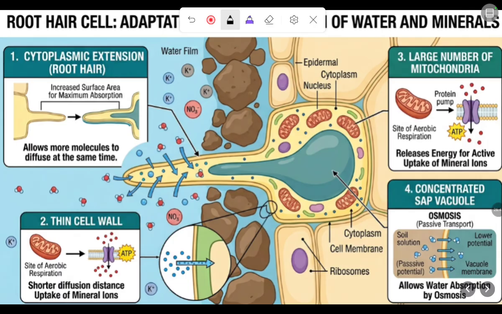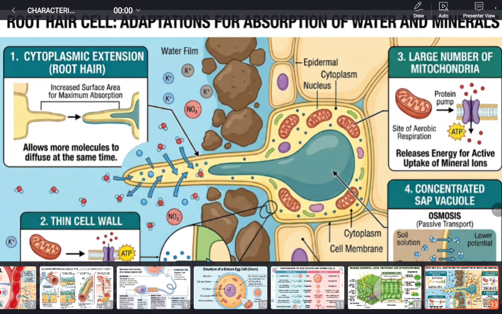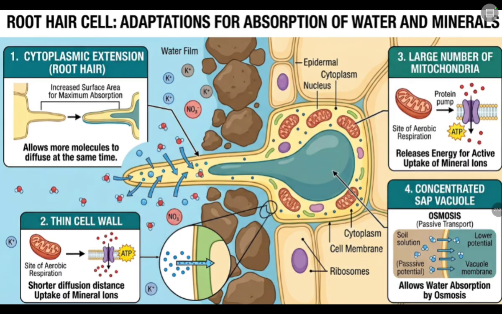Second of all, it has a thin wall. Imagine with me that I have this wall, and I need to pass water through it. Do you think that if the wall is very thick, the water molecules can easily pass? No, the water molecules will not pass even. But if it is very thin, to the extent that air can pass through it, this allows more water molecules to pass through the thin cell wall, and more water will reach the plant. So another adaptation is the thin cell wall, and it has a shorter diffusion distance, so uptake of mineral ions will be much easier.